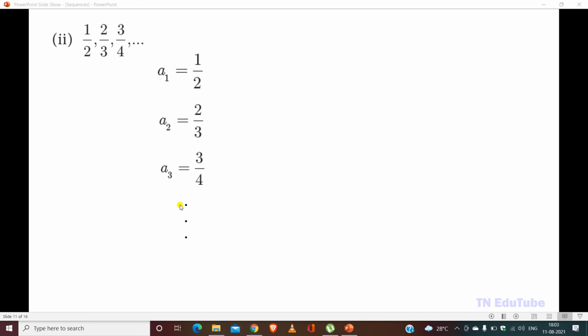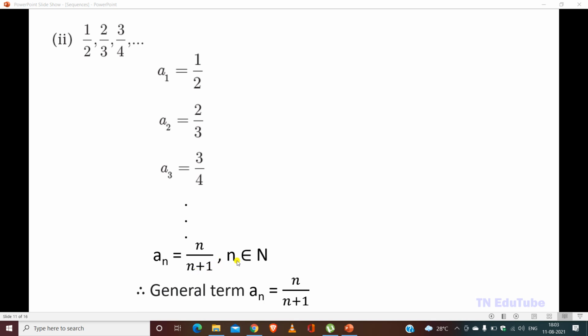So like that, what is the nth term? Numerator is n, denominator n plus 1, where n belongs to capital N. That is the general term. Okay, n by n plus 1. The next question, 5, minus 25, 125. Here the sign will be changed. This one is positive, second term it is minus, third term it is plus.